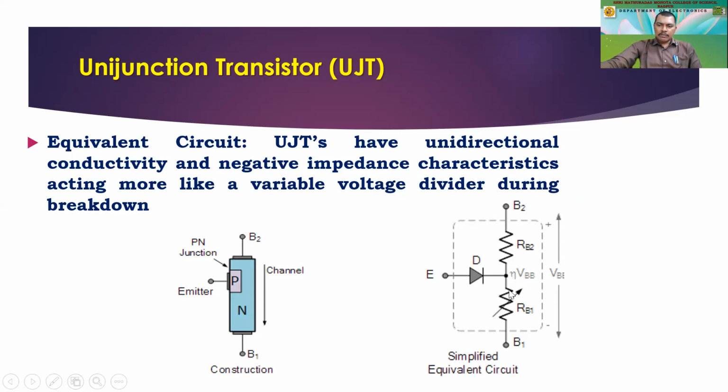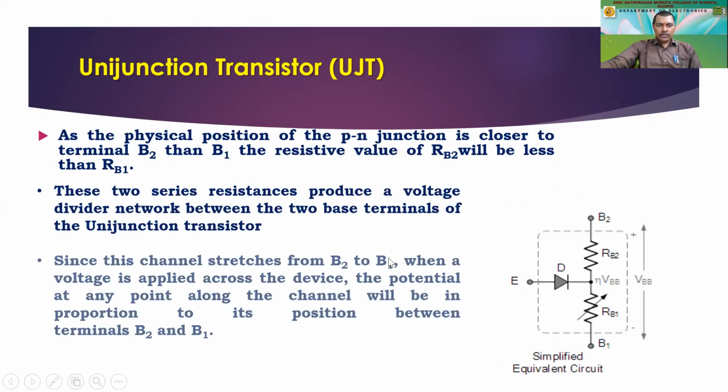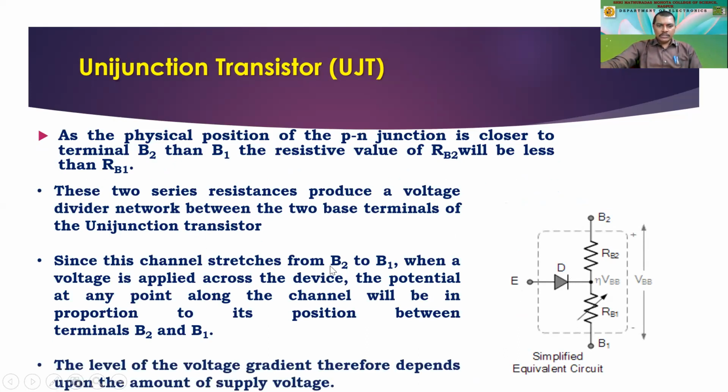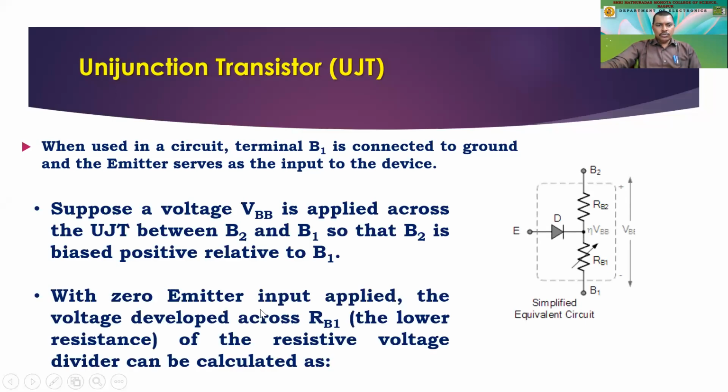It may appear like we are having two resistances, RB2 and RB1, where RB1 is supposed to be variable, and the voltage connected across V2 and V1 can be divided in the form of eta VBB. So that is called the intrinsic ratio. So these two resistances switch from B2 to B1. We have studied this.